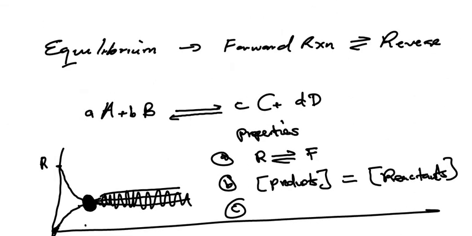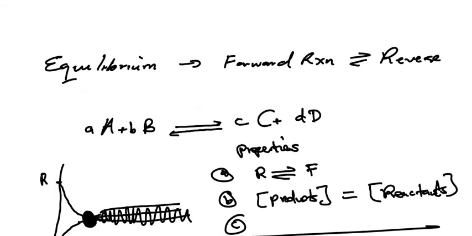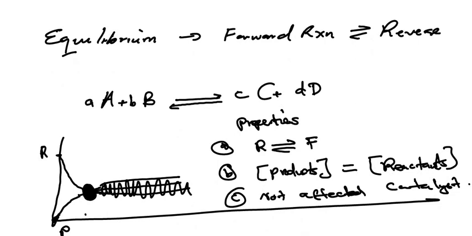Okay, now we are here on the introduction. We're just saying the properties. Not affected, I may add here, not affected by a catalyst. So adding a catalyst does not affect a system. A catalyst does not affect a system at equilibrium. These are the 3 most important properties of chemical equilibrium.